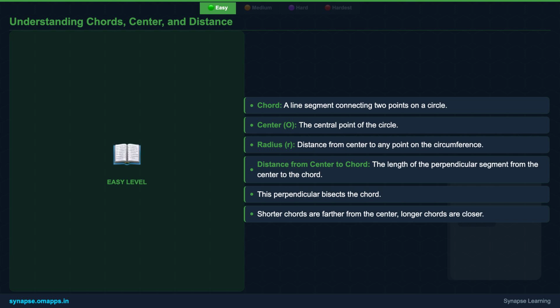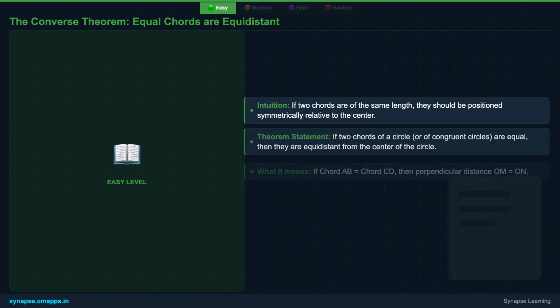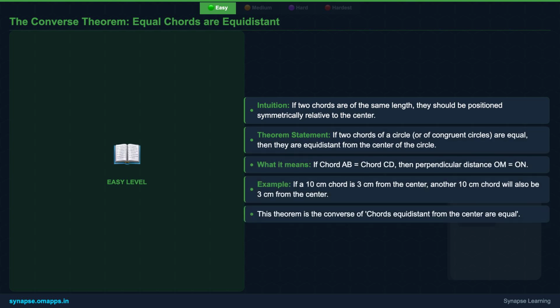And the distance from the center to a chord is always measured as the shortest path, which is the perpendicular line segment from the center to that chord. Think of it as how far a string is from the middle of a hula hoop. Now for the big idea, the converse theorem. It states that if you have two chords of the exact same length in a circle, then they must be the exact same distance from the circle's center.